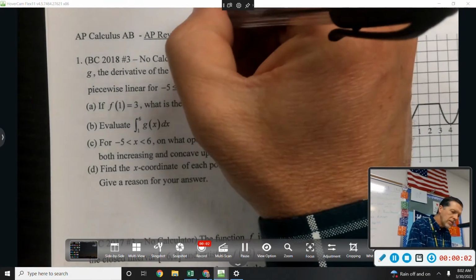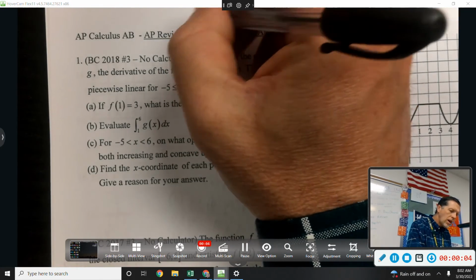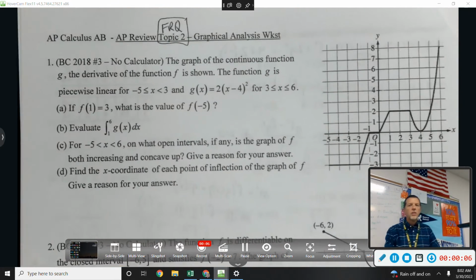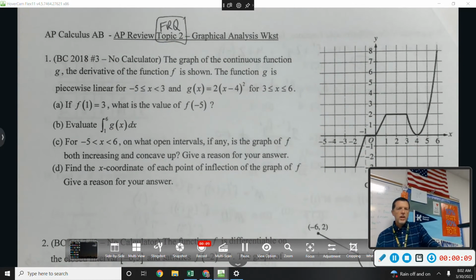So free response, topic number 2, graphical analysis. Again, all 3 are assigned today. In the future, that may or may not be the case because we have tons of old problems and we don't need to do all of them.